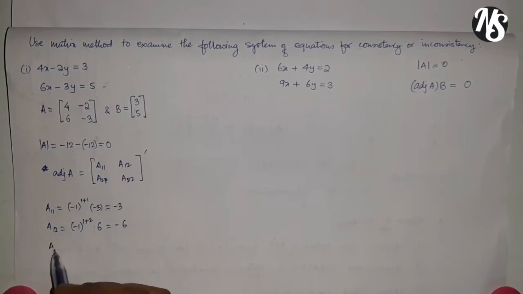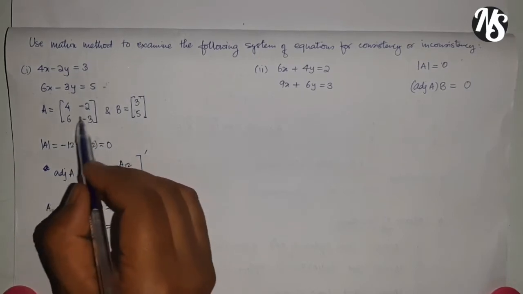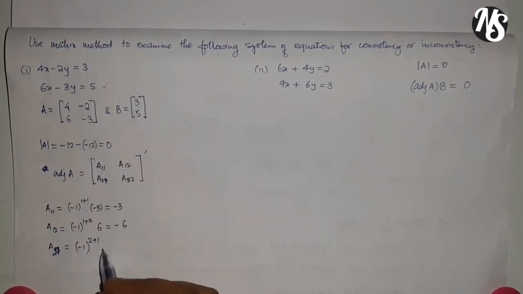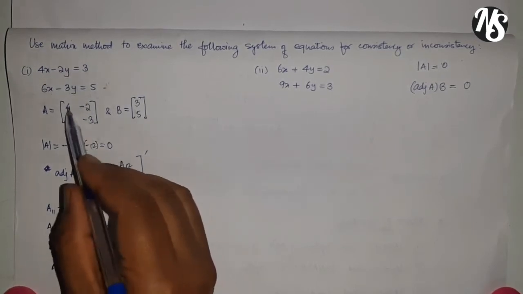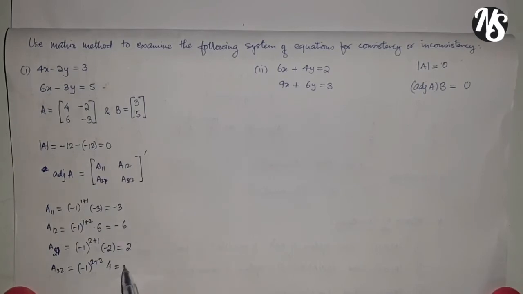Okay, A21. A21 is minus 1 to the power 2 plus 1. So remove second row and first column, you get minus 2 as the minor. So how much is this? This is equal to 2. Okay, now we have A22, minus 1 to the power 2 plus 2. So remove second row, second column, you are left with 4. So this is exactly 4, isn't it?